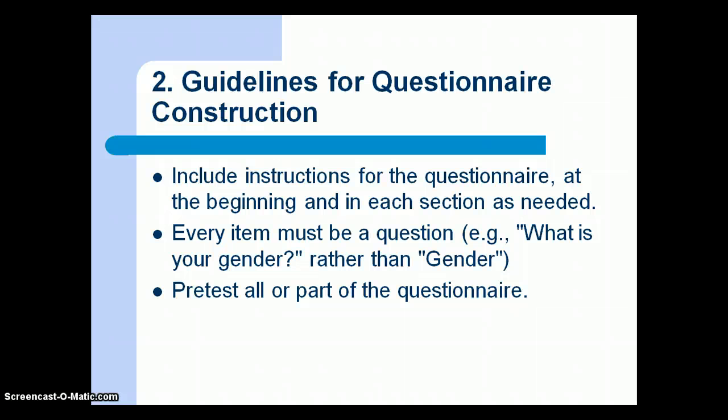Be sure to include instructions for the questionnaire. Don't just take it for granted that everyone is going to know how to fill it out. Again, SurveyMonkey might do this for you. If not, put in some basic instructions for how to fill out the questionnaire. If your respondents can only choose one answer choice per question, make that clear. And every item must be in the form of a question. For example, what is your gender? Not just gender. Even though you think that's pretty obvious and clear, write it out as a question. And pre-test all or part of the questionnaire. This relates to what I said earlier. Have someone else take your survey before you send it out.